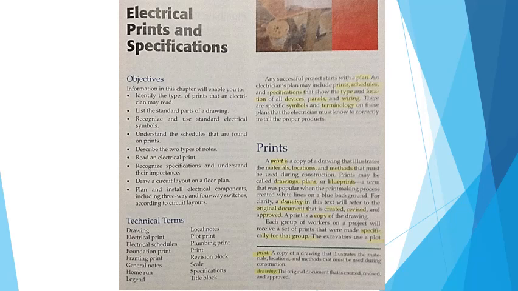Each group of workers on a project will receive a set of prints that were made specifically for that group. The excavators use a plot print when shaping the land. The masons use a foundation print to locate the concrete and bricks. The plumbers have a plumbing print to locate fixtures and piping, and the carpenters have a framing print to locate walls. And the electricians have an electrical print to locate devices and calculate circuits. Each group needs access to all the prints so everyone understands where the group's materials will be installed.